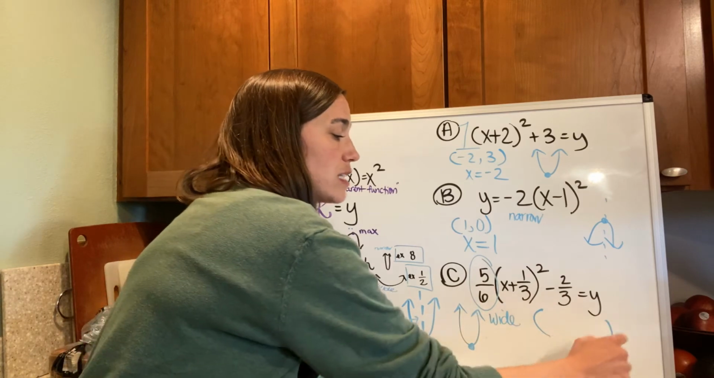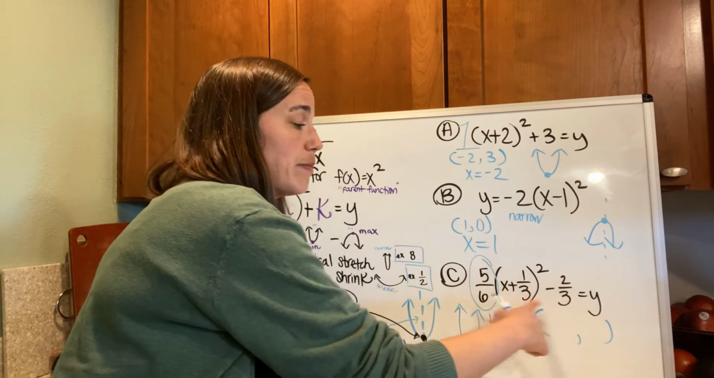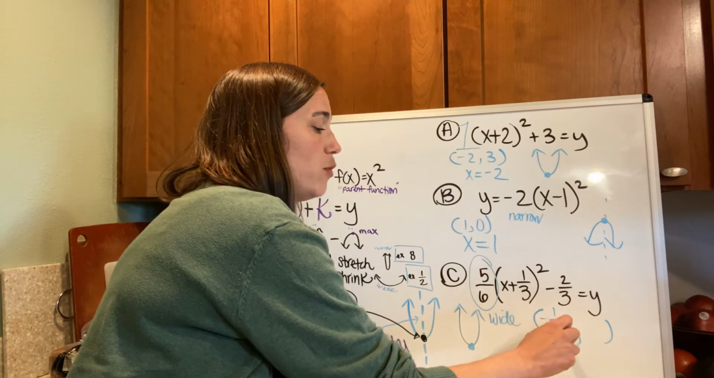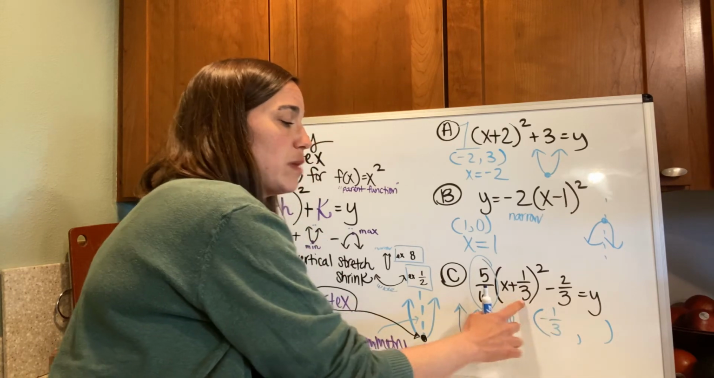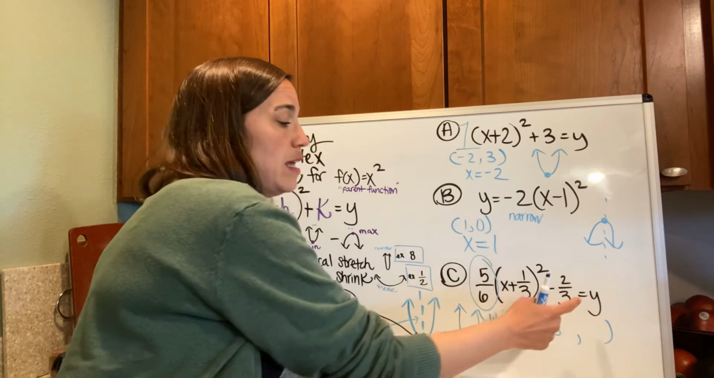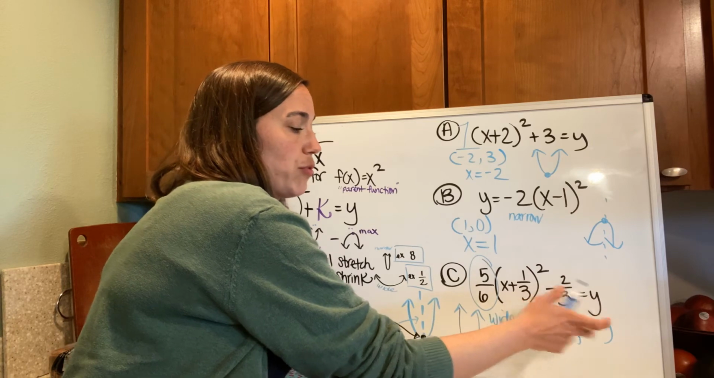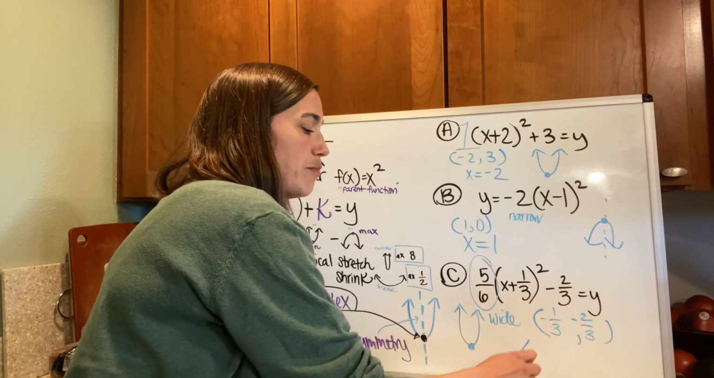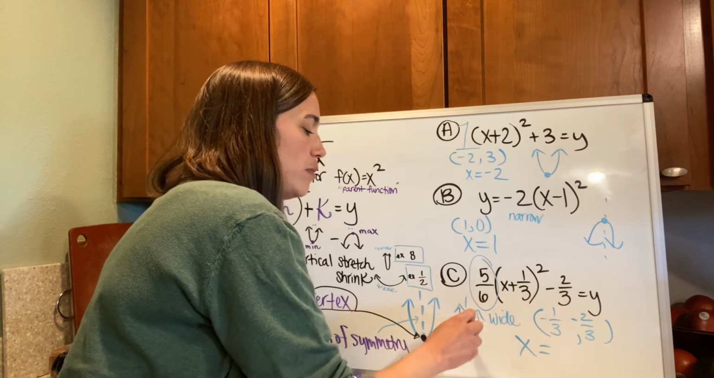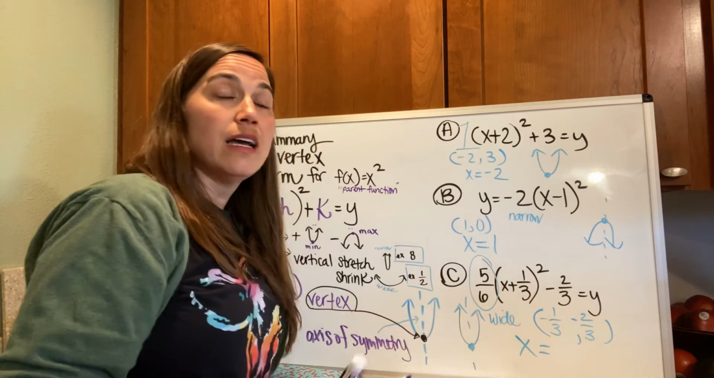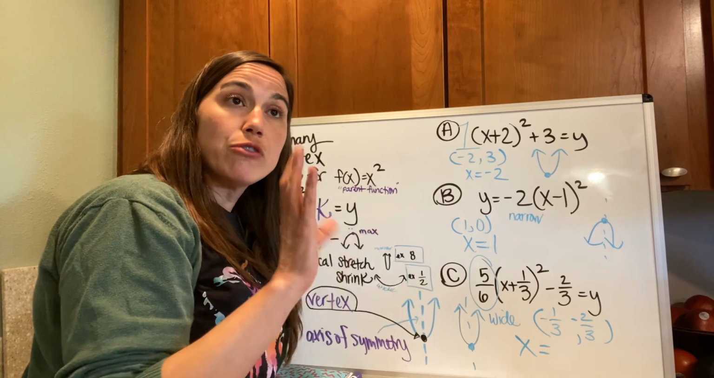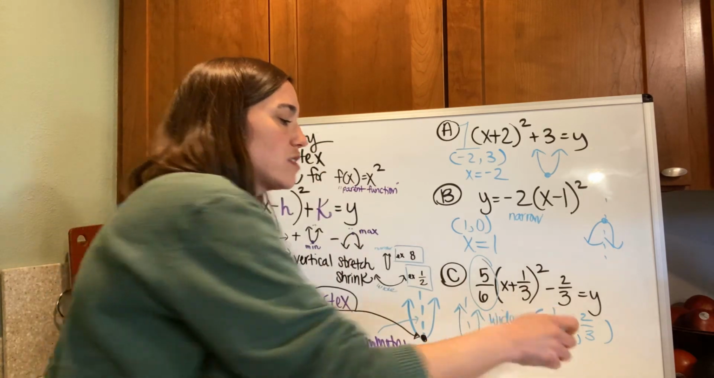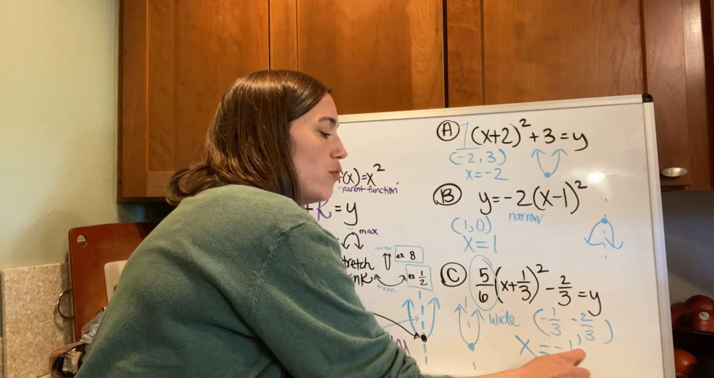And the vertex for this one would look like this. I'm going to take my h and k. It's going to be -1/3, because this tells me that I'm moving 1/3 to the left, and then I'm moving down 2/3. So it should be (-1/3, -2/3) for my vertex. My axis of symmetry, that invisible boundary line where it is cutting that parabola into 2 symmetrical parts, would be x = -1/3.